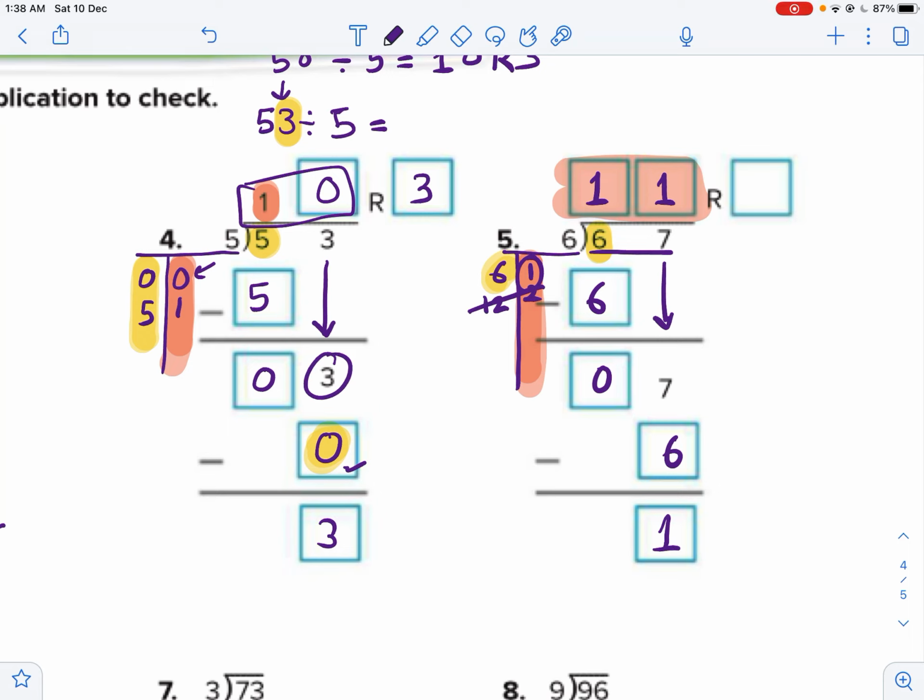Now as you can see, the 1 is smaller than the 6, so you can't divide it. It's impossible to find it from the times table of the number 6, so you will say this one is your remainder. So the answer is 11 and the remainder is 1.